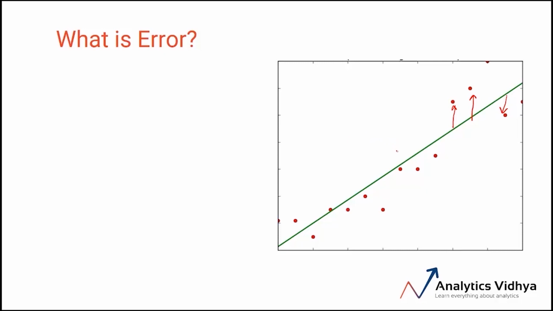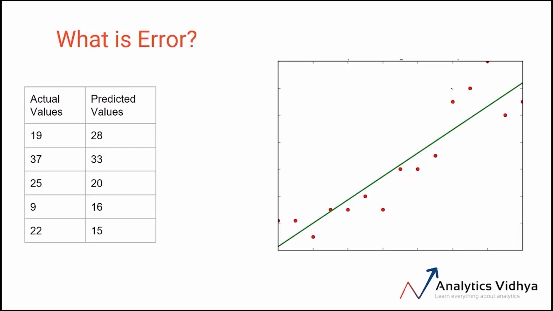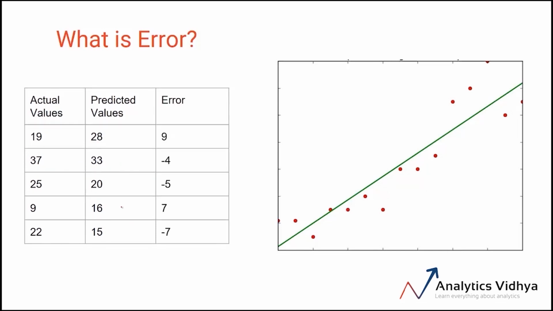Consider these observed and predicted values. So, to calculate the error, I can subtract the predicted from the actual, which means I'm calculating this distance. So, here 28 minus 19 would give me 9, then 33 minus 37 would be minus 4, and so on. That's how the error is calculated. This is for each observation.